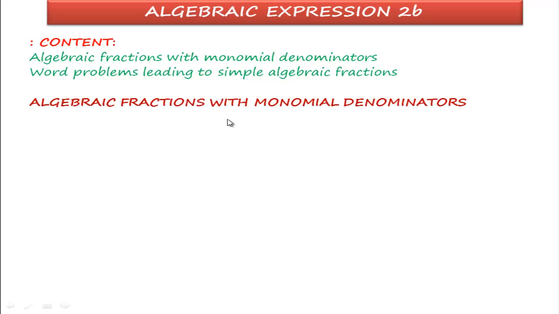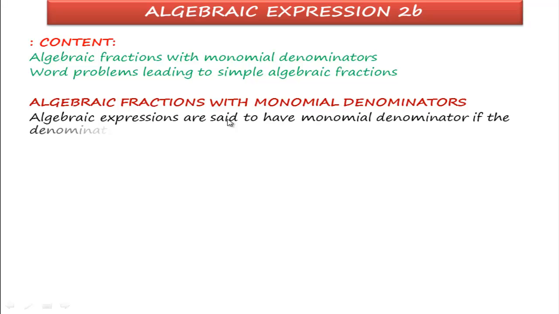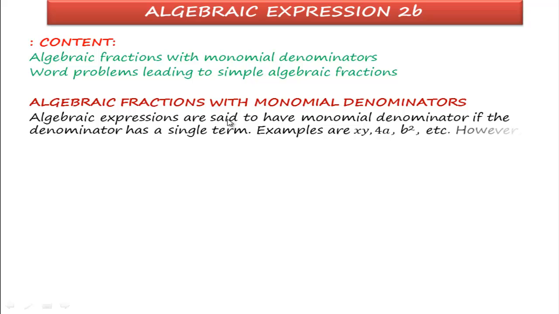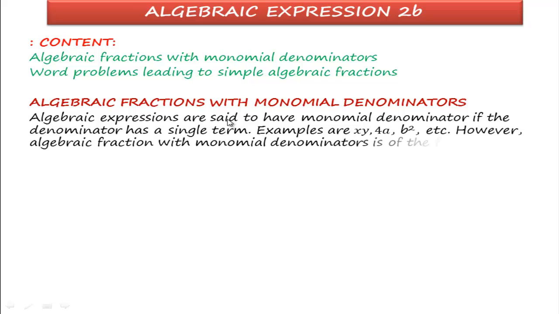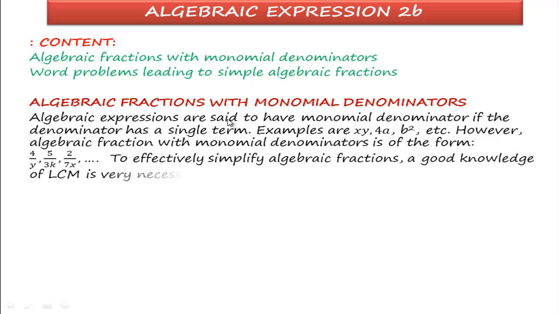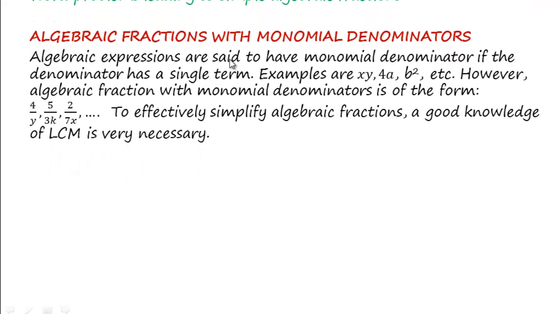Algebraic fractions with monomial denominators. Now, algebraic expressions are said to have a monomial denominator if the denominator has a single term. Examples are xy, b squared, 4a, etc. However, an algebraic fraction with monomial denominators is of the form 4 over y, 5 over 3k, 2 over 7x, and so on.